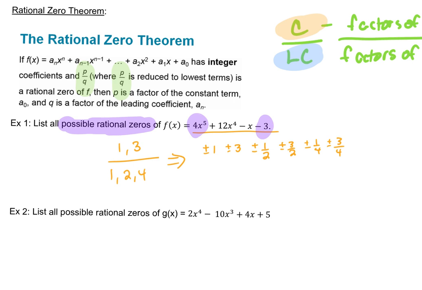Okay? All right, so try this next one for yourself, where it says list all the possible rational zeros. So you're going to do your list of factors of C over factors of LC and then write out your list.